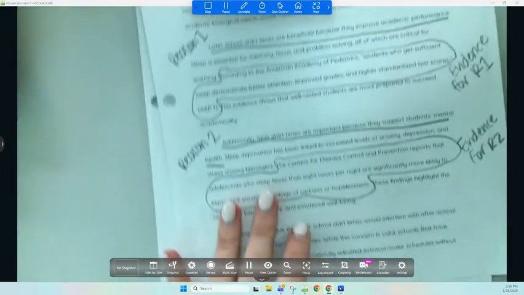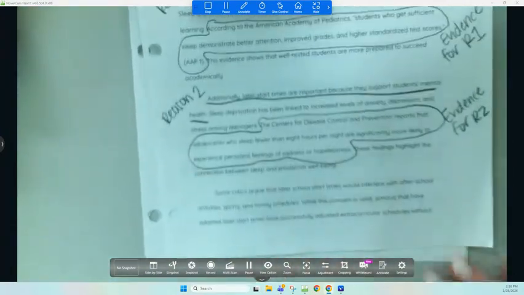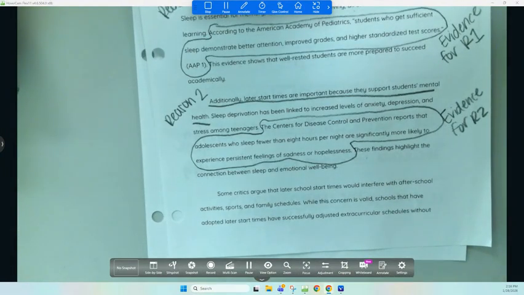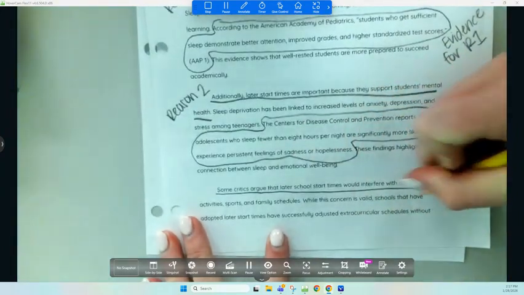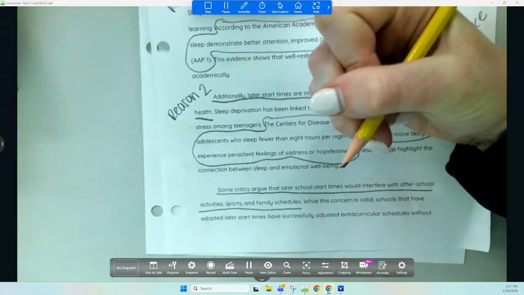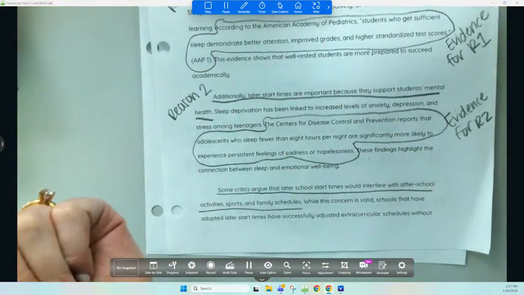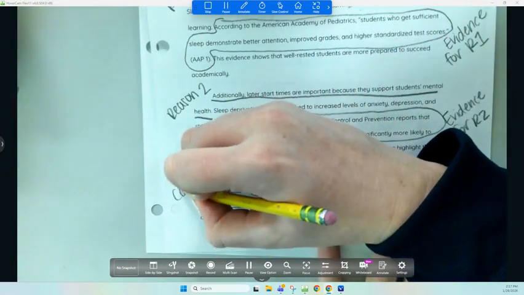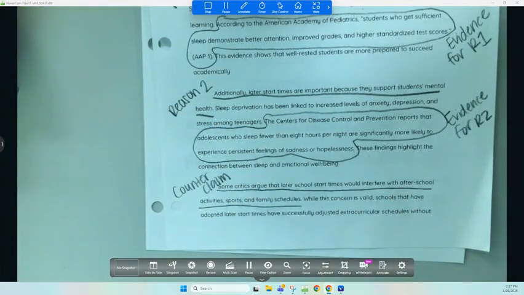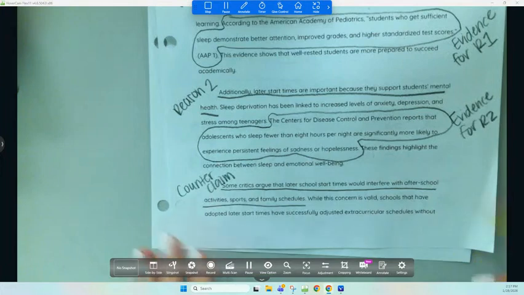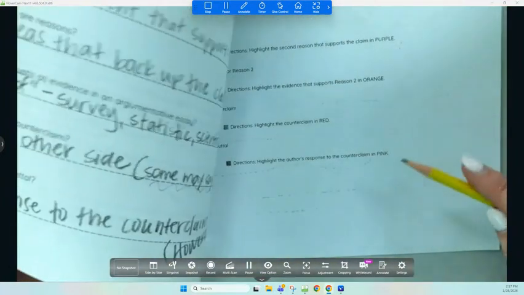So sorry about that. So some critics argue that later school start times would interfere with after-school activities, sports, and family schedules. It's kind of saying that later school start times would interfere with after school. So it's kind of telling the other side. I wonder if that's the counterclaim. It is, because they're acknowledging the other side. They're saying, you know what, they actually have a little bit of an argument here. And it also helps with not seeming biased because you're not only showing one side. All right, let's keep reading. We're trying to find the rebuttal.